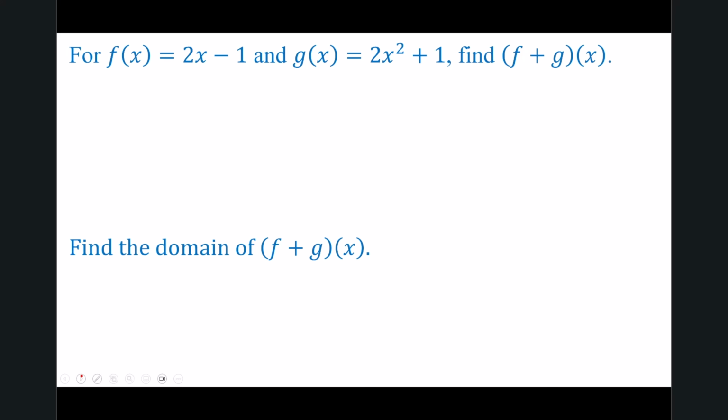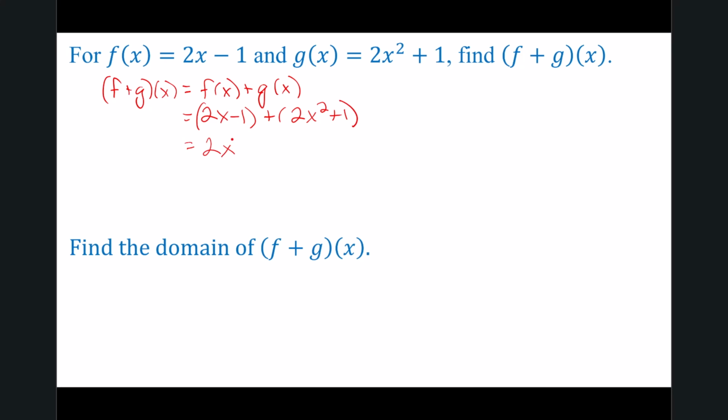For f of x equals 2x minus 1, and g of x equals 2x squared plus 1, find f plus g of x. So f plus g of x equals f of x plus g of x, which in this case, f of x is 2x minus 1 plus 2x squared plus 1. And then we can combine any like terms. So we have 2x squared plus 2x, and minus 1 plus 1 is 0, so that part goes away.